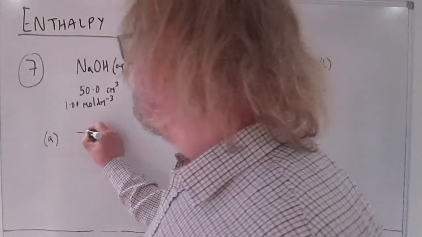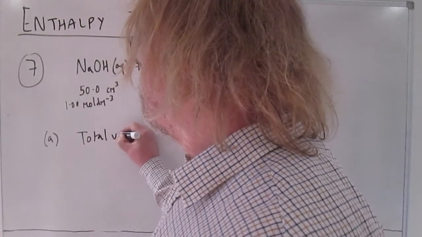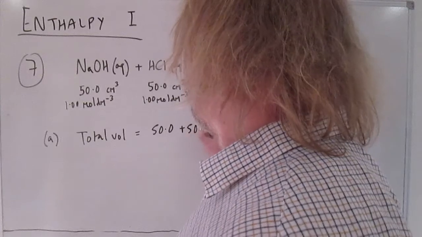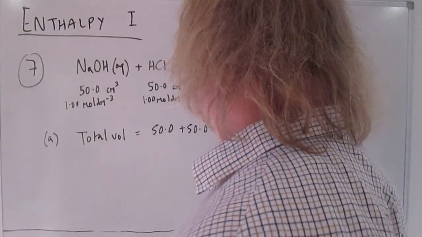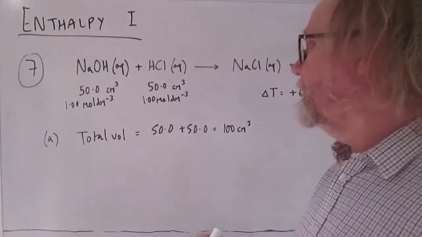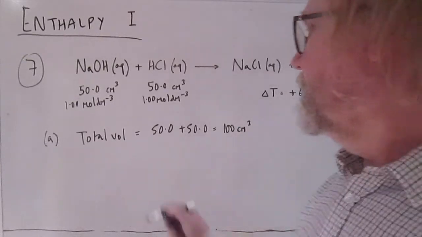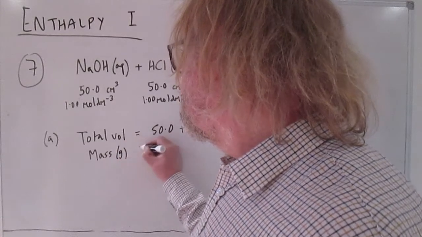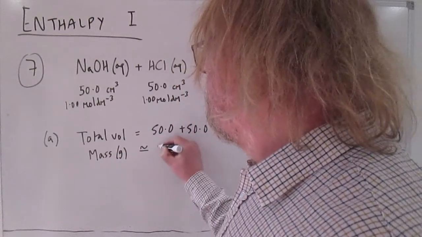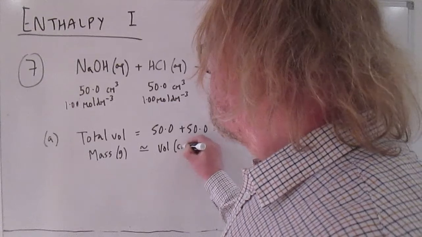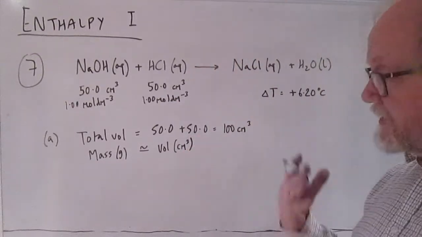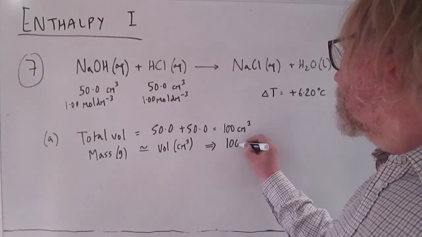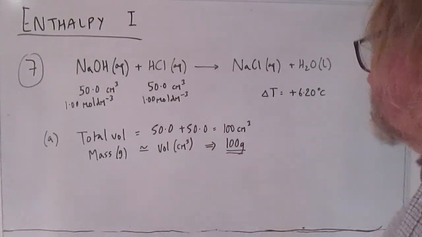So we get that the total volume is 50 plus 50 is 100 cm cubed. And then we use that idea that the mass in grams is approximately equal to the volume in cm cubed, just making the assumption that the density is close to that of water, which means that we have a mass of 100 grams is the first bit.